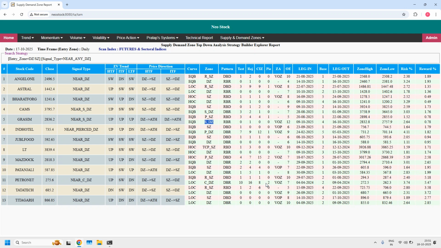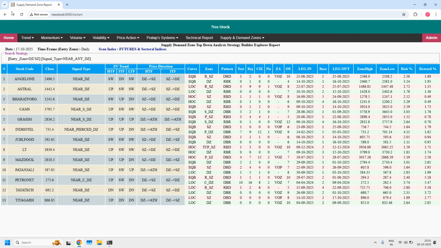Petronet is not valid because it is a pierced zone. Those who want to use pierced zones that you learned in lesson 28, pierced zone strategy, they can use this zone and then according to those strategies, you can plan trades, but not high liquidity zone. So we identify two daily high priority, high liquidity zones from this list.